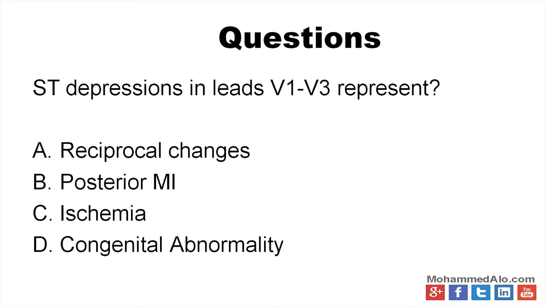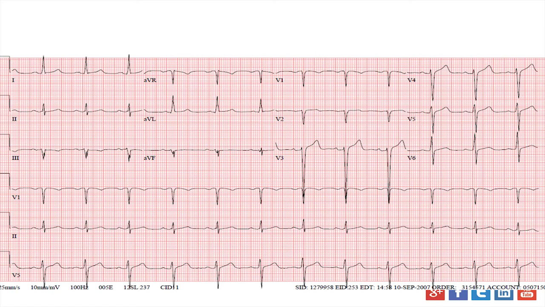You do not need to do a posterior EKG or take the EKG paper and flip it upside down and hold it up to a light. That just looks silly. Imagine what your patients in the emergency room or elsewhere are going to be thinking if you're taking the paper and looking at it upside down through a light. So you don't need to do that. Any ST depressions in V1 through V3 are posterior MI.